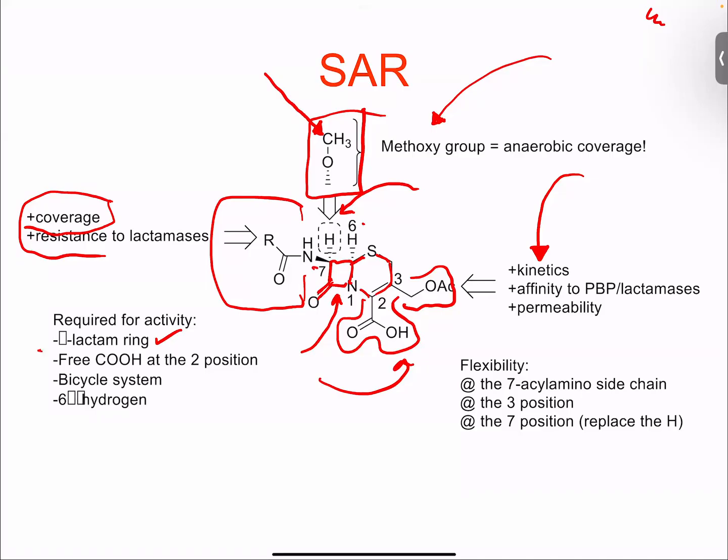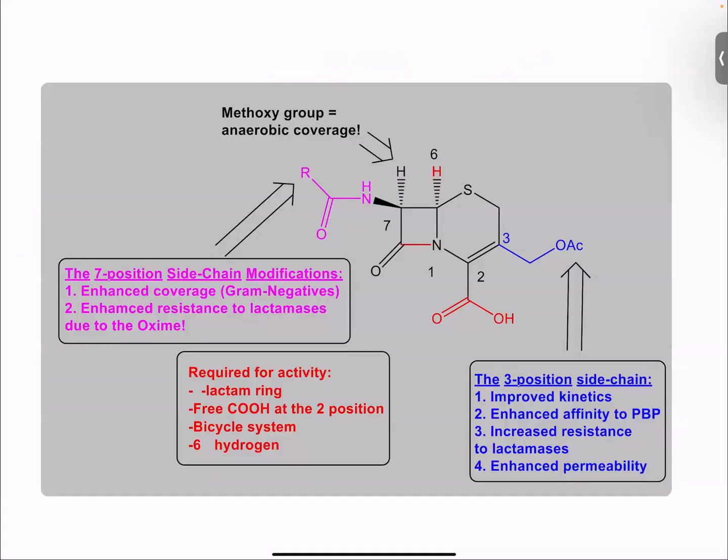So to summarize, the beta-lactam ring, of course, is absolutely required, as well as that carboxylic acid coming off the 2 position. The bicyclic system is required, and then the alpha hydrogen at the 6th position is required for activity. Okay, and then this one, if you like color, I think this one just rendered a little bit better.